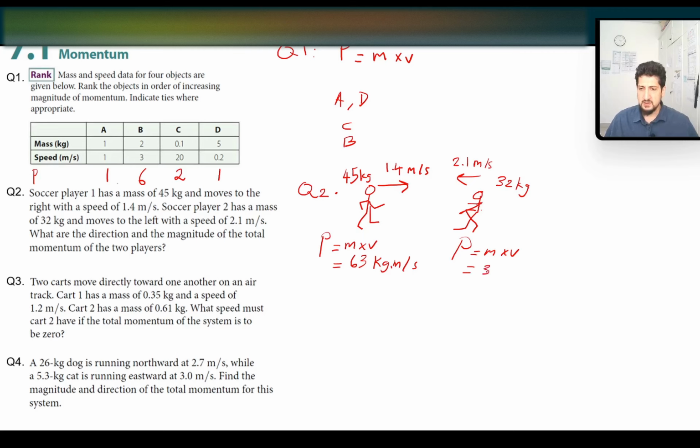So this one's going to be 32, and that one's going to be minus 2.1. And that would give me 32 times negative 2.1, and that's going to be negative 67.2. And so the overall momentum, what are the direction and the magnitude of the total momentum? The magnitude is going to be 63 plus that.